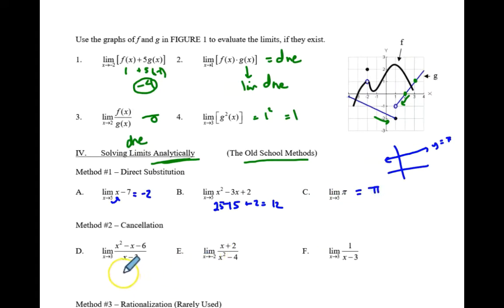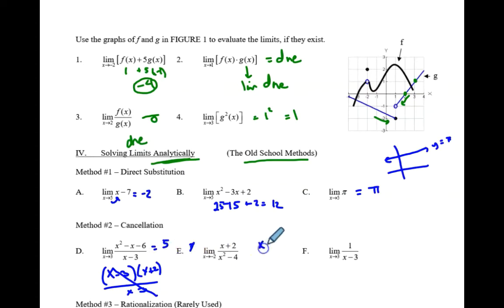Next, we have cancellation. This is really used a lot with rational functions. So what you want to do is factor the numerator. So I have x minus 3 times x plus 2, all divided by x minus 3. I cancel out the hole because, of course, a hole, like this example up here, does not cause a limit to not exist. So we're still good with the hole. And now that I have just the x plus 2, I plug the 3 into the x plus 2, and I find the limit through direct substitution is now 5.